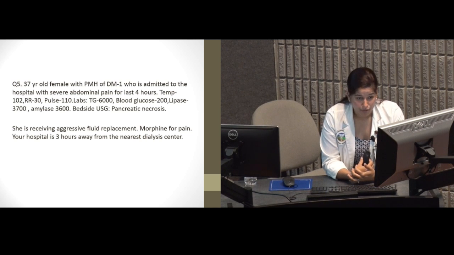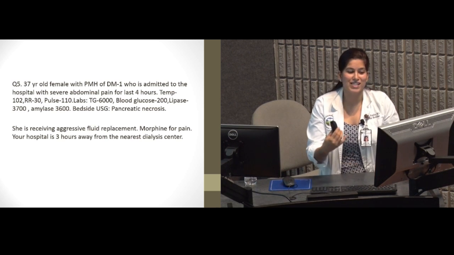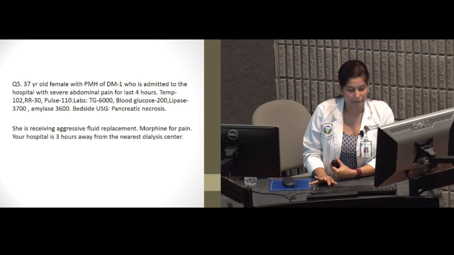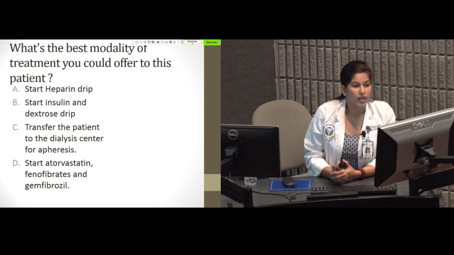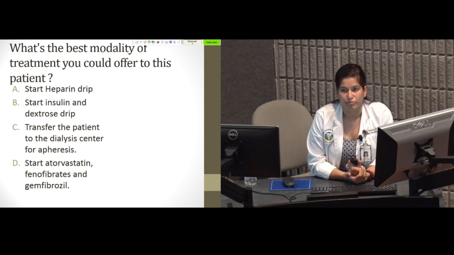She's getting ample fluids. We gave morphine for pain. And the dialysis center is probably 3 hours, you can say 9 hours away. You cannot send the patient to the dialysis center somehow. So what is the best modality of treatment you're going to offer to this patient? You start heparin, you give insulin and dextrose, you transfer the patient to the dialysis center for apheresis, and you start atorvastatin, fenofibrate, and gemfibrozil.